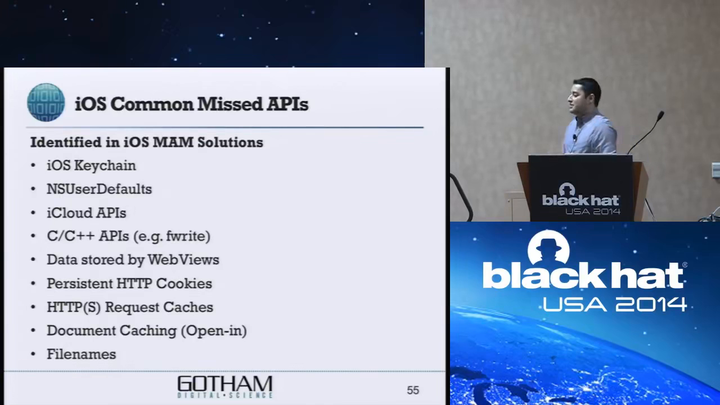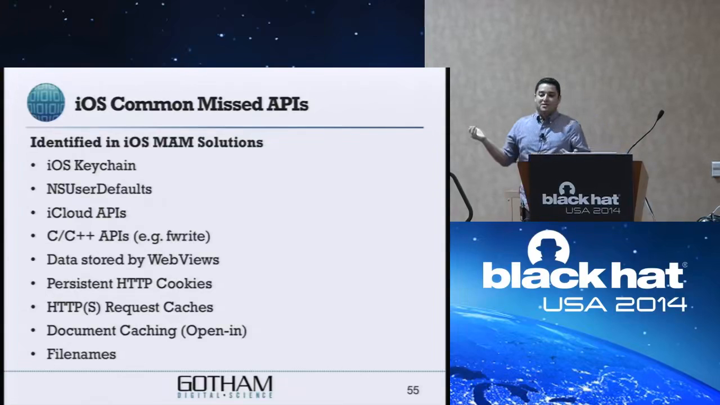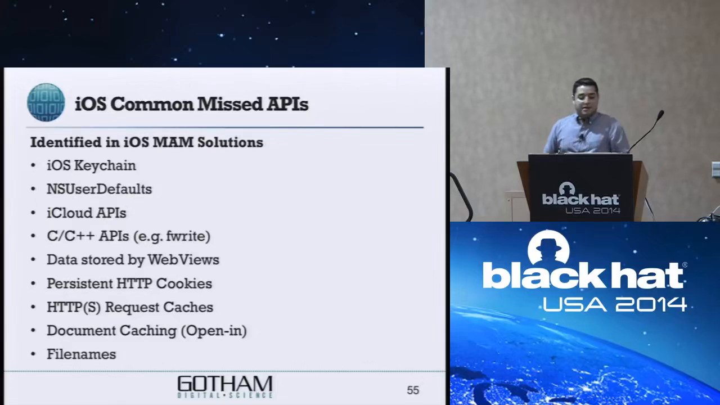Persistent HTTP cookies: you're creating an NSURLRequest, and then suddenly a persistent cookie gets set by your main organization's SSO service. That persistent cookie, which is like the keys to the kingdom, could be stored in plain text.